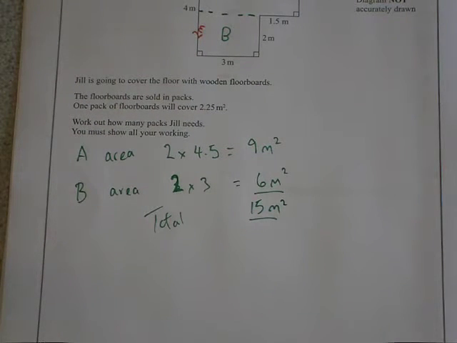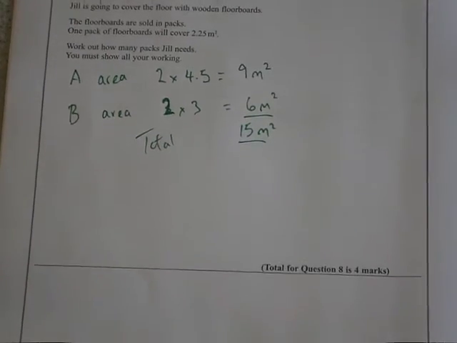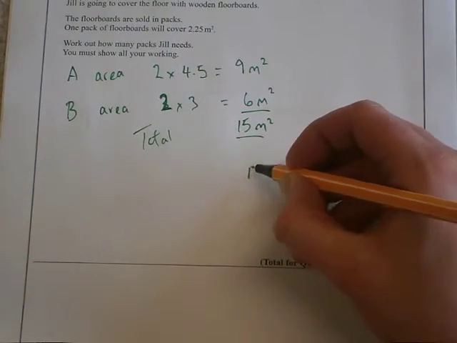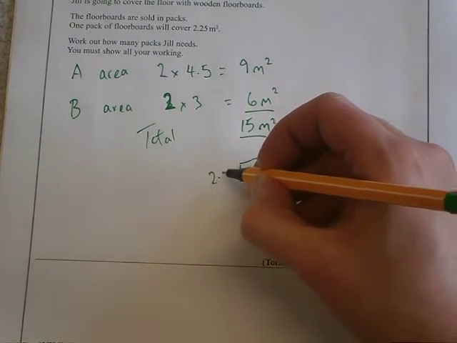So that's the first thing that I'm going to do. So that shows me then what the complete area of floor is that I need to use. But now I'm going to see how many packs I'm going to need to put in. So I'm going to do 15 divided by the area that the pack will cover. So it's going to have to be 15 divided by 2.25.